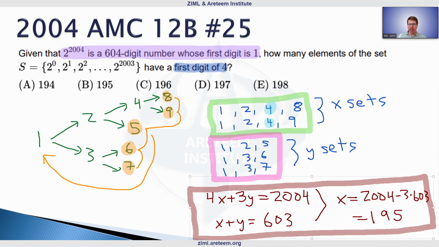So just by solving this system of equations here, we don't know exactly how many sets appear in the first way or the second way, etc. But we know that there are 195 sets of 4 numbers. Each one of those has a single 4 in it. So our final answer is B. We can answer this by counting these patterns and how many times each pattern occurs in the problem.